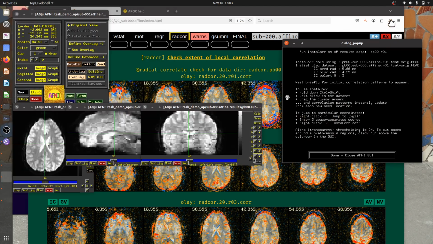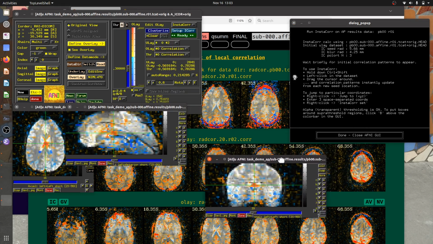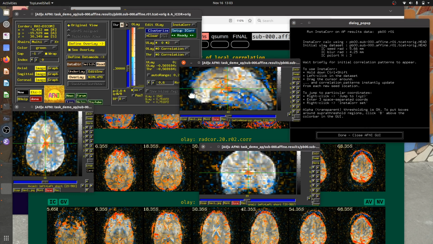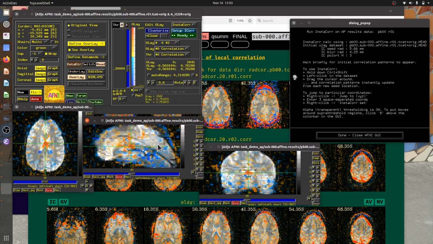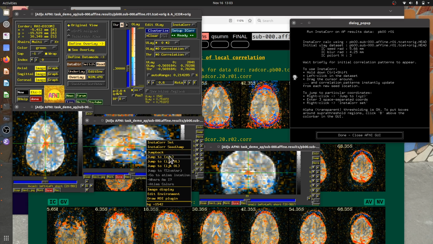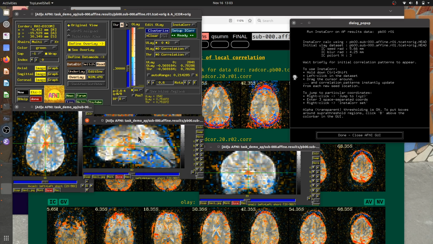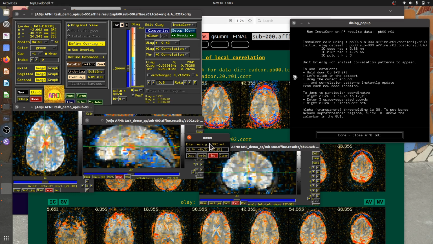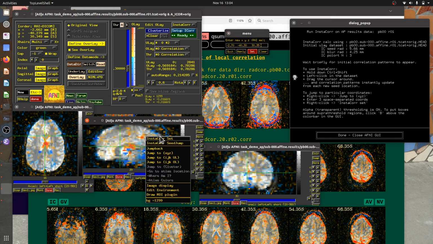Okay, so I copied that XYZ coordinate below, and now we have Instacore running. If you remember what Instacore is, I'm going to hold down Control and Shift and click somewhere and see the correlation to that local spot. Well, now I have a particular XYZ location, so I'm going to right click before I do anything, and jump to the XYZ location that I copied from below, which was minus 2.7, minus 40, and 30. Let me apply it and jump to that location. And now I can right click and say Instacore set to my current location.